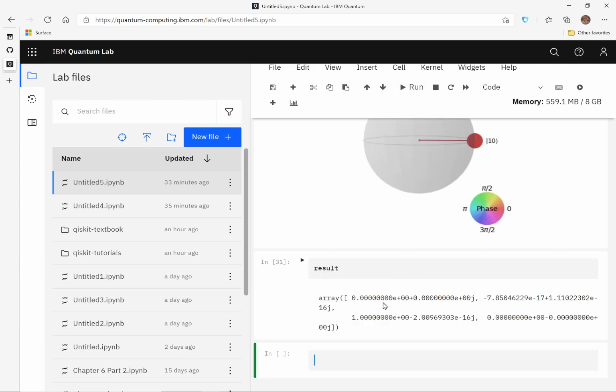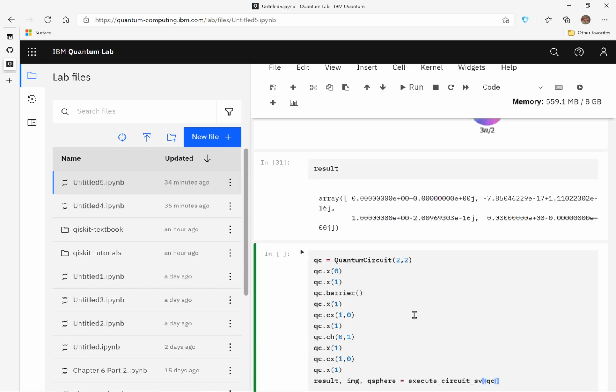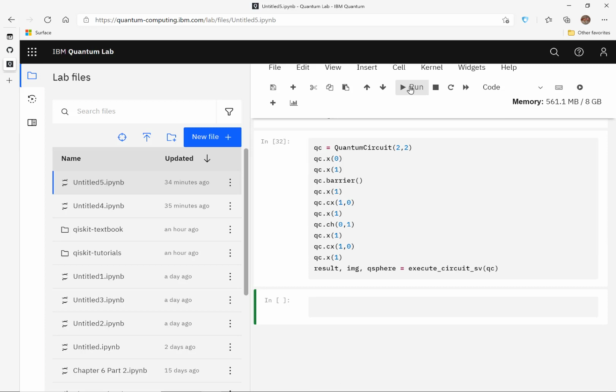And we see 0 for the first coefficient, 0 for the second coefficient, 1 for the third coefficient, and 0 for the fourth coefficient. So since all the coefficients are essentially 0 except for the third one, which is 1, that corresponds to the |1,0> ket. And so now we have just one more to go. Let's run it, and then IMG.